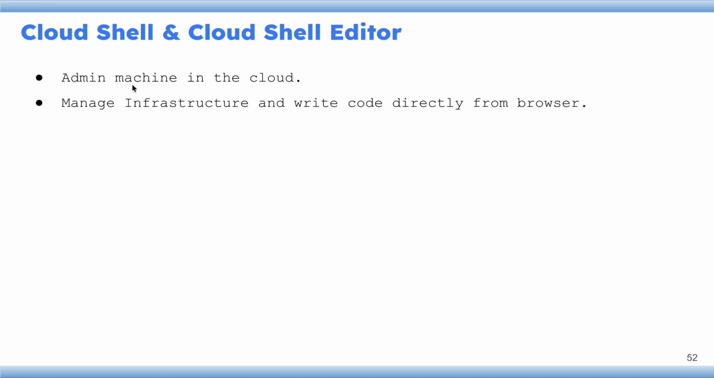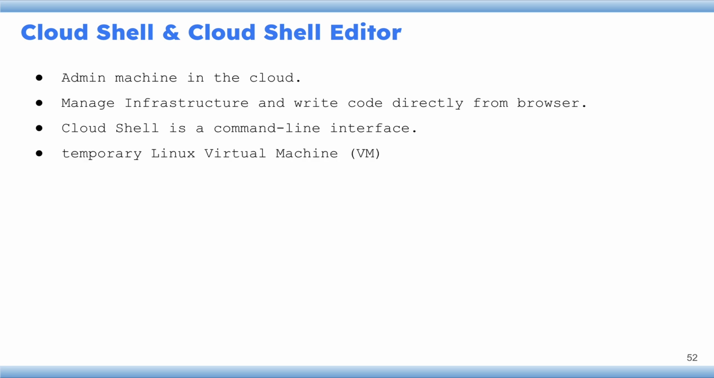Now first we will understand what is Cloud Shell. Cloud Shell is a command line interface that is available inside your browser. You can think of this as a terminal window that is pre-authenticated with your Google Cloud credentials. So what is this Cloud Shell? Cloud Shell is nothing but a temporary Linux virtual machine that spins up on demand.